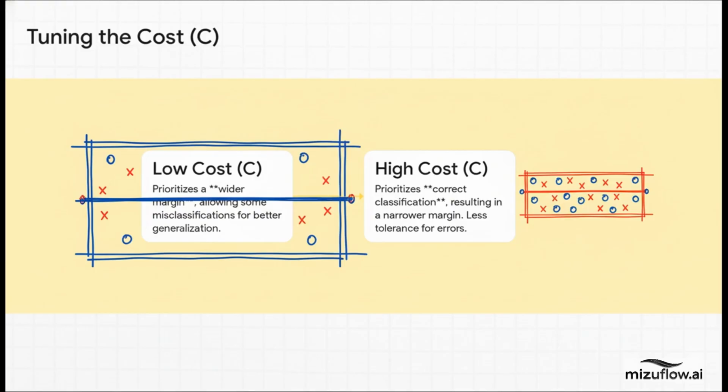I'm okay if a few points end up on the wrong side of that street if it gives me a more stable boundary overall. But if you crank C up to a high value, you're saying, I hate errors. I want you to avoid misclassifications at all costs. Make the street as narrow as you have to, just try to get every single point right. So that C value is how we fine-tune that balance.